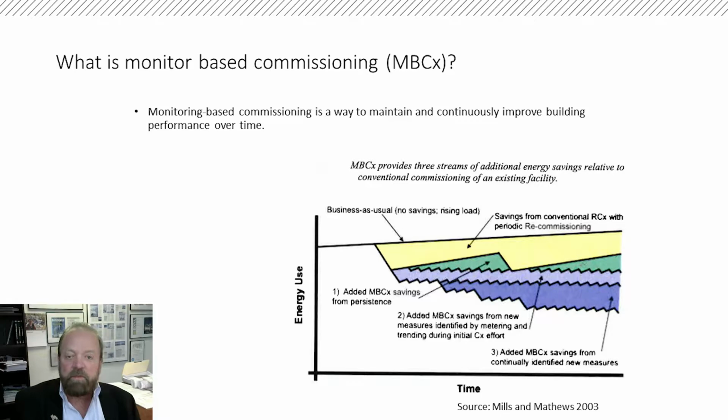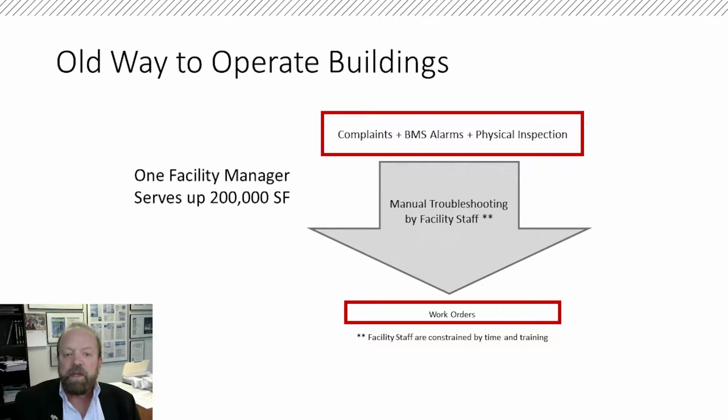Monitoring-based commissioning is a way to maintain and continuously improve building performance over time. The old way to operate buildings: you either get complaints, alarms, or you do physical inspection, and this is troubleshot by facility staff and developing work orders to maintain the equipment. And basically, under this scenario, one facility manager can serve up to 200,000 square feet of building.